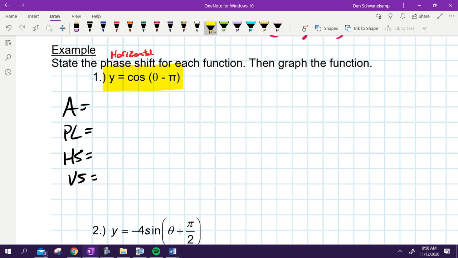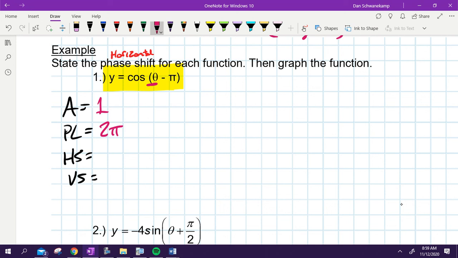What's my amplitude going to be? 1. There's nothing in front. My amplitude is 1. Period length. We start off with our base period length. It's 2 pi. Is that going to change here? Nah. It's just theta. There's nothing in front of my theta, nothing in front of my x, so it didn't stretch me horizontally at all.